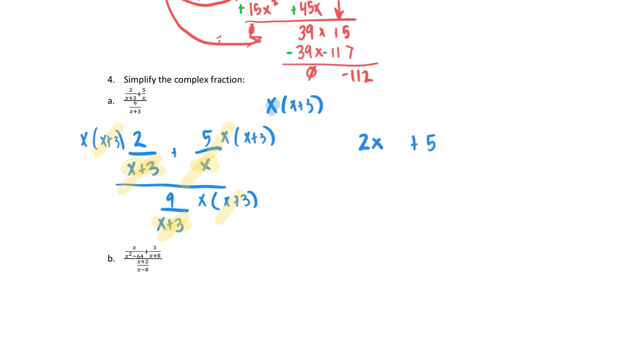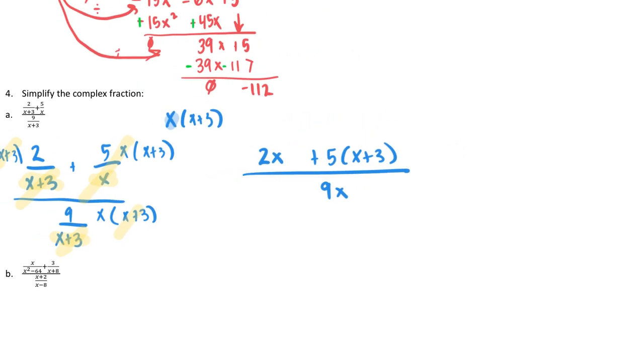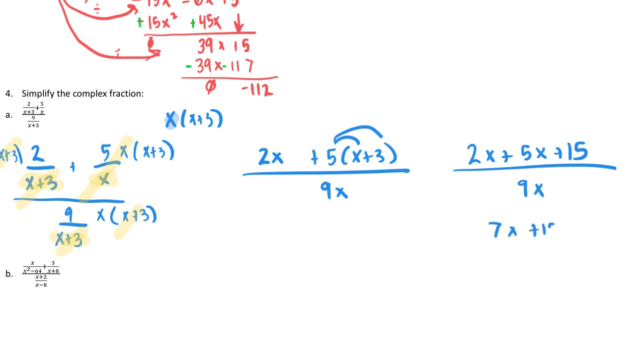Then we have 5 times x plus 3 all over 9x. I will combine, or actually I need to distribute here, this 5. So that's 2x plus 5x plus 15 all over 9x. So that's 7x plus 15 divided by 9x. Okay, and my numerator does not have a greatest common factor, so I can't simplify this. So this is the final answer.